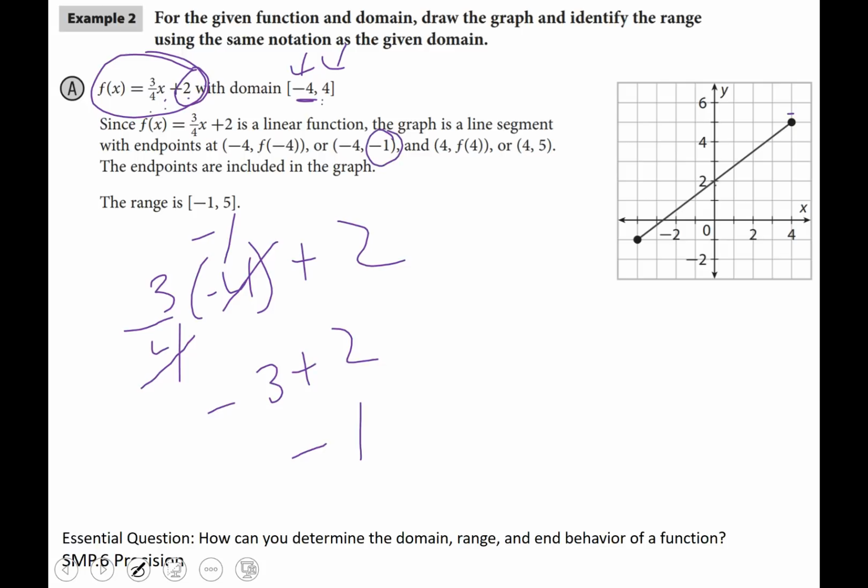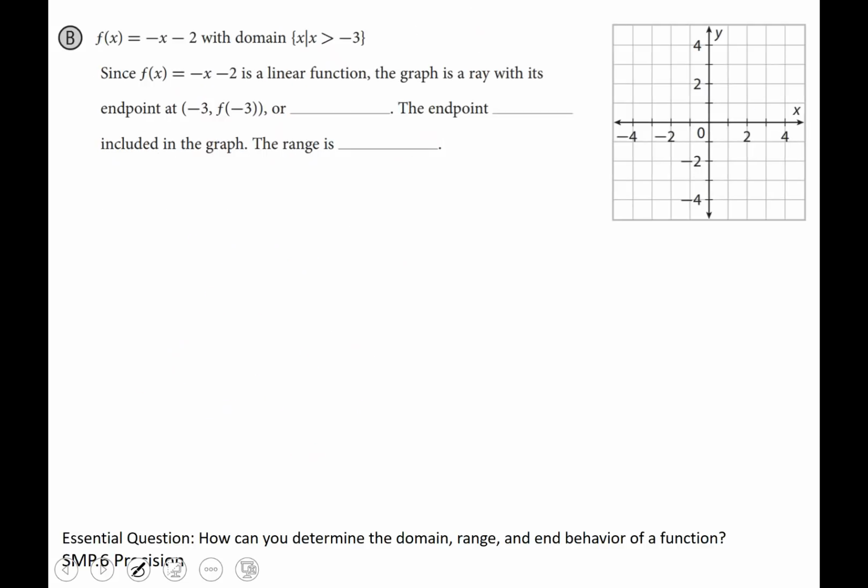And we could do the same thing for the other one, and then we would get out a 5. So the endpoints are included in this graph. To get the range values, they put the domain values in, and then the range values popped out. So that's where they get the -1 and the 5 from.